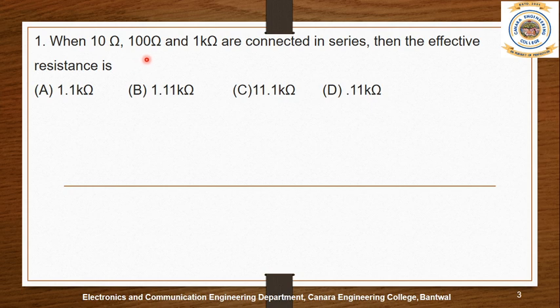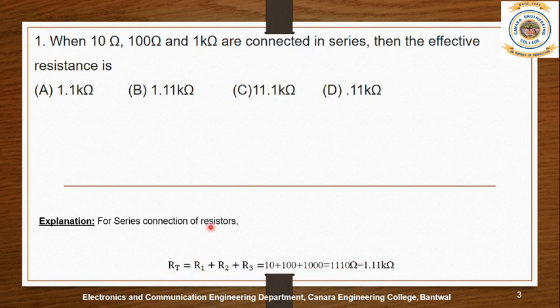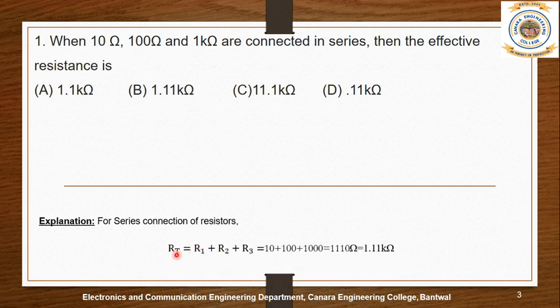When the resistances are connected in series, the effective resistance is the sum of the resistances. That is, for a series connection of resistors, RT, the total resistance, is equal to R1 plus R2 plus R3, that is 10 plus 100 plus 1000. So that is 1110 ohms, or 1.11 kilo ohm. That means the correct answer is option B.